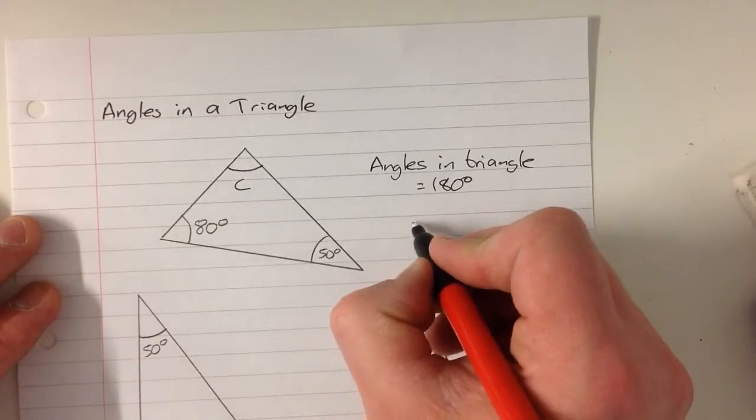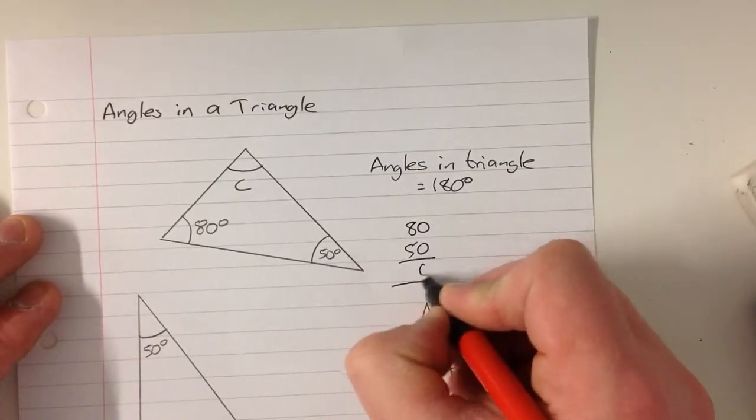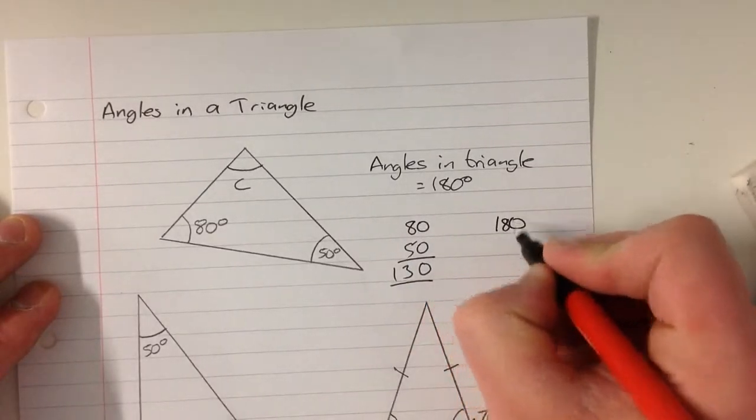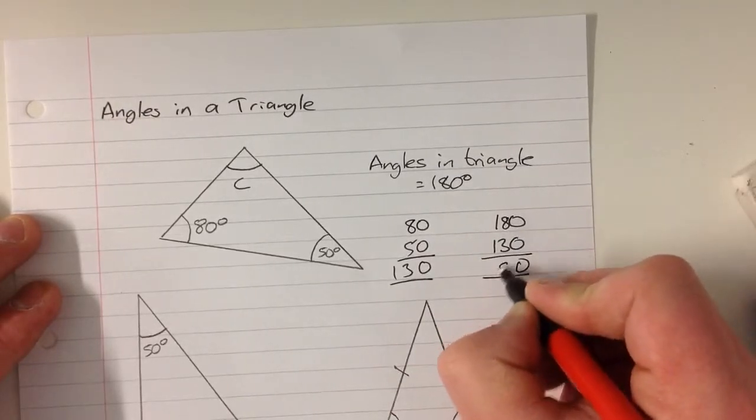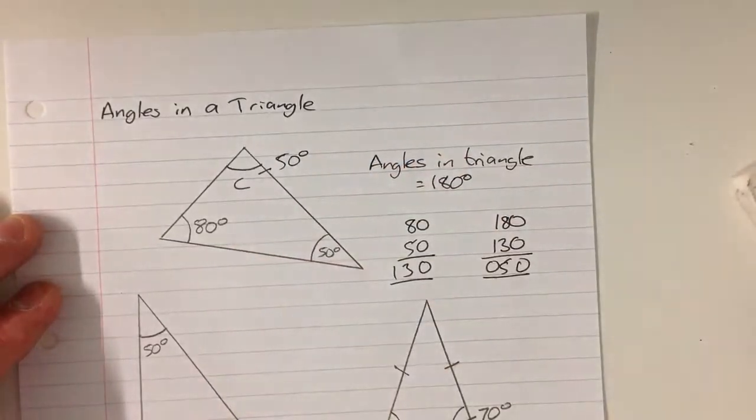So 80 plus 50 is 130. 180, take away 130, is 50. So our missing angle is 50 degrees.